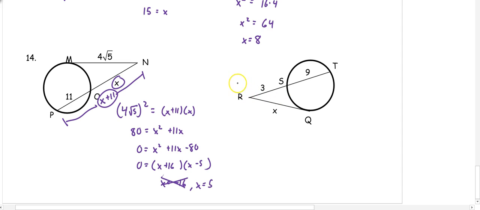Let's try one more example. So in this example, our tangent is x, so we're going to square that. The secant, the whole length is 12, 9 plus 3, and the outside is 3. So we have x squared equals 12 times 3, which is 36, and we take the square root, we get x is 6.